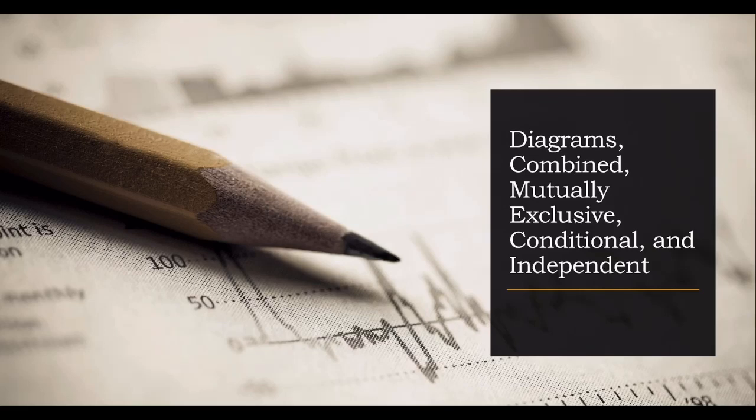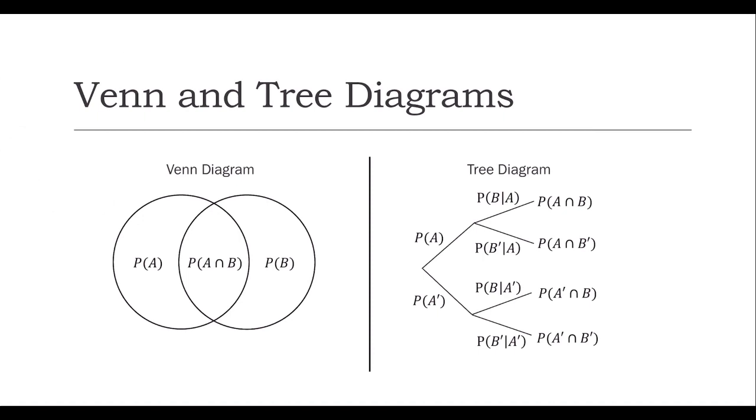Welcome to the video on diagrams, combined, mutually exclusive, conditional, and independent probabilities. So first we have our Venn and tree diagrams. A Venn diagram is good if you have a couple of different entities where there are overlapping attributes.